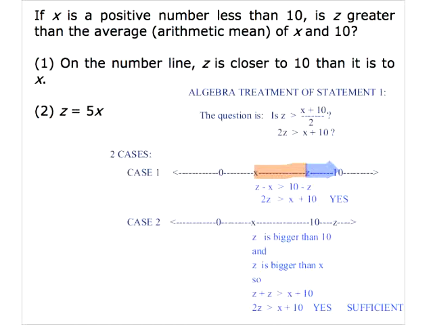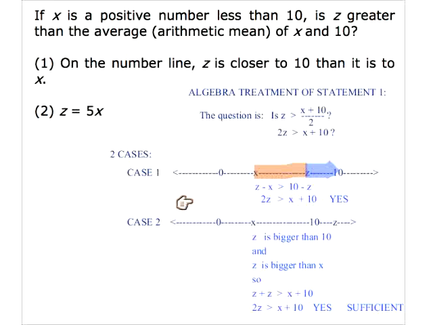As someone asked, why two cases? Because there are two cases. Sam, Z is 9 and X is 8 doesn't satisfy this. So that case is irrelevant. Because 9 is not closer to 10 than it is to 8. It's the same distance away. So that doesn't satisfy the statement.